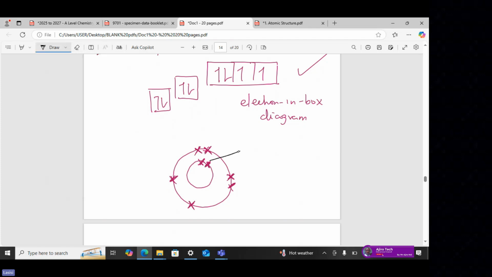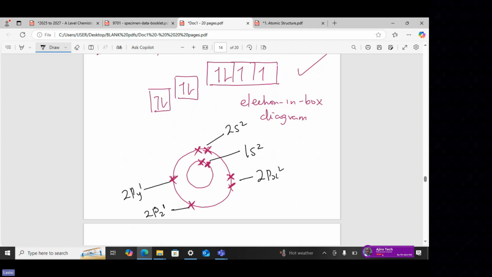This is 1s2. What about this? 2s2, 2px2, 2py1, 2pz1. Do you get the point now? Yes. So oxygen has 2 unpaired electrons in the outer shell.